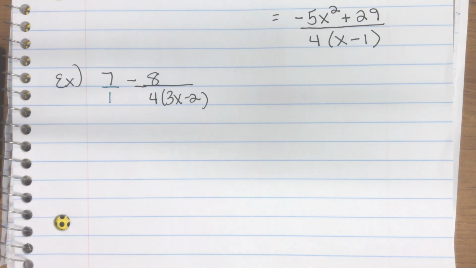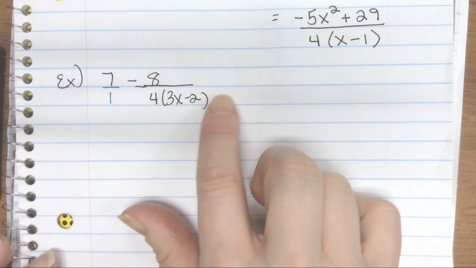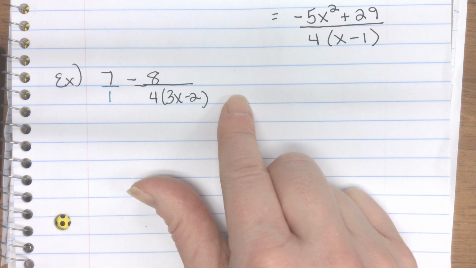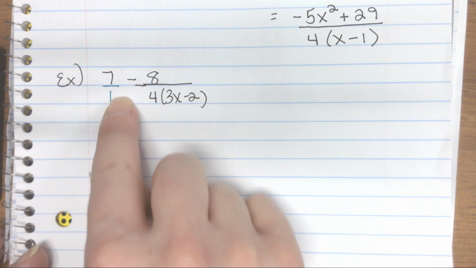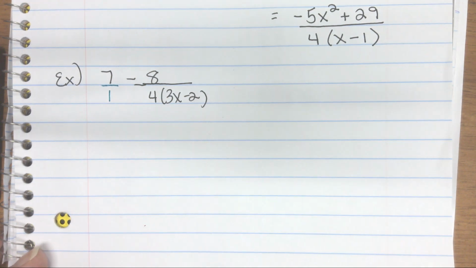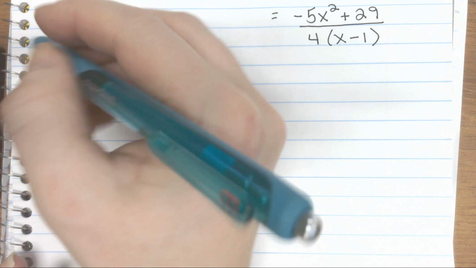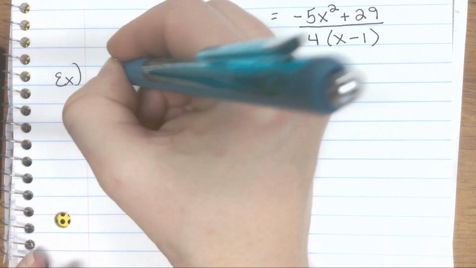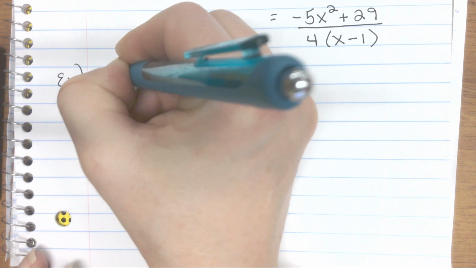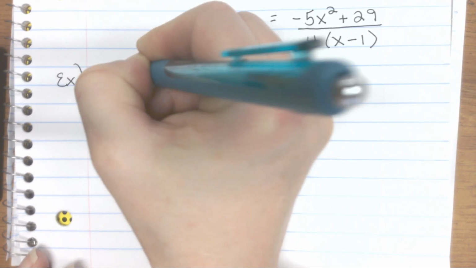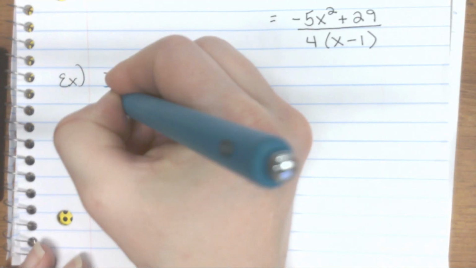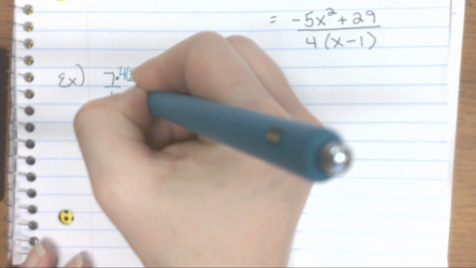So what if we have something like this? Well, we don't have to multiply this by 1 over 1 because it wouldn't change it at all, right? The only thing we would have to do is we'd need to multiply this fraction by the whole thing, 4 parentheses 3x minus 2. So that's what we're going to do. I'm going to squeeze it in right here. I'm going to multiply the top by 4 times 3x minus 2. I'm going to also multiply the bottom by 4 times 3x minus 2.